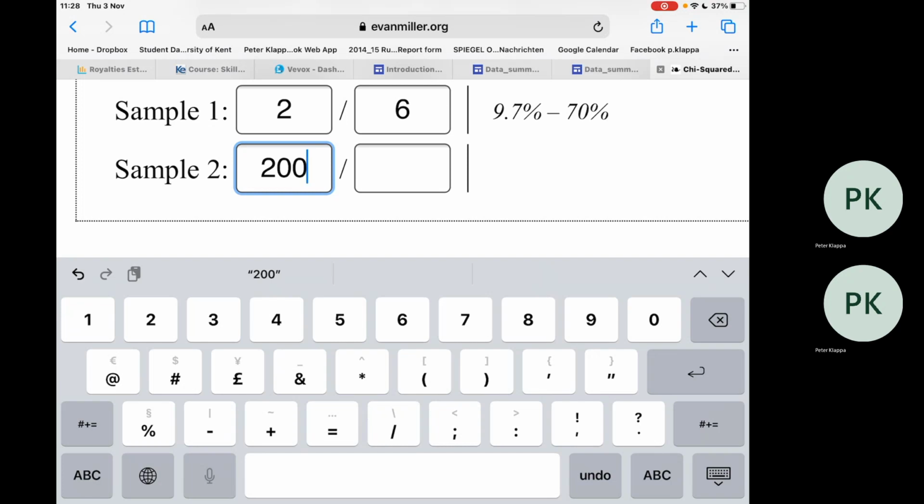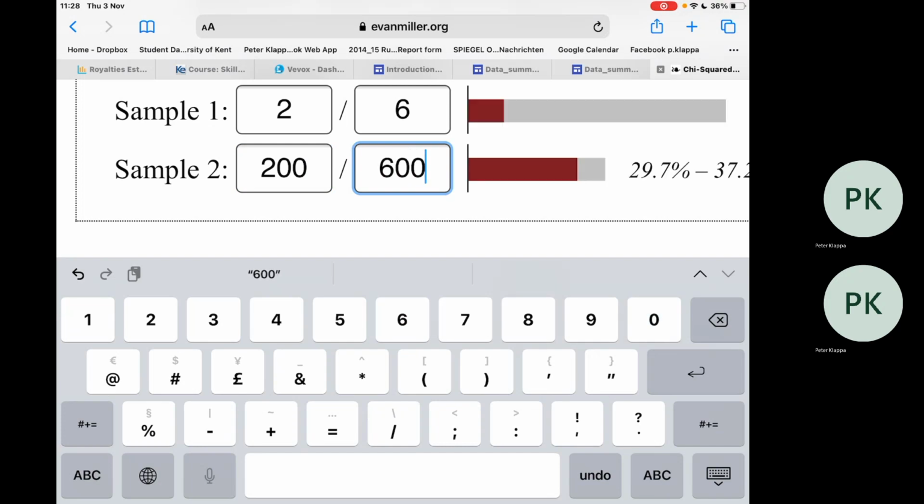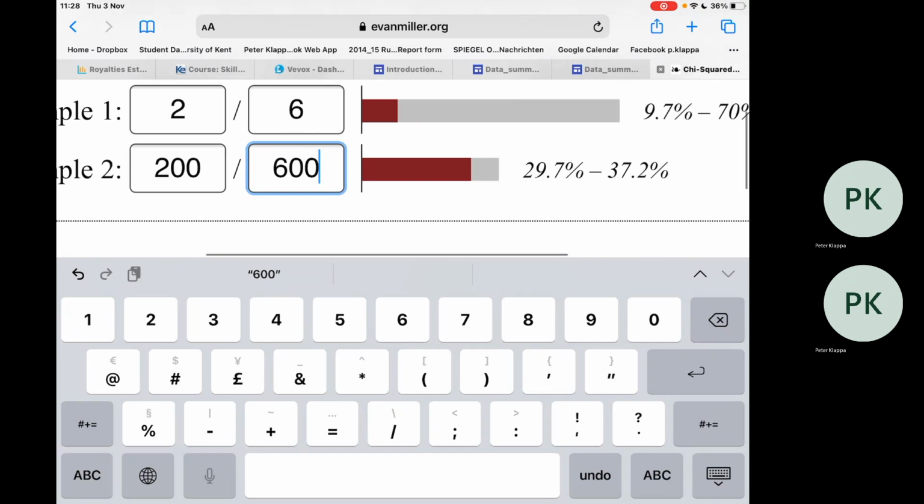I'll show you. So we just do that with larger numbers, 200, and we have the same ratio, 200 out of 600. It's still 1 in 3, right? But now look at the confidence interval. What happened to the confidence interval? This confidence interval goes from 30 to 37% roughly. Much, much smaller because you've got larger numbers.